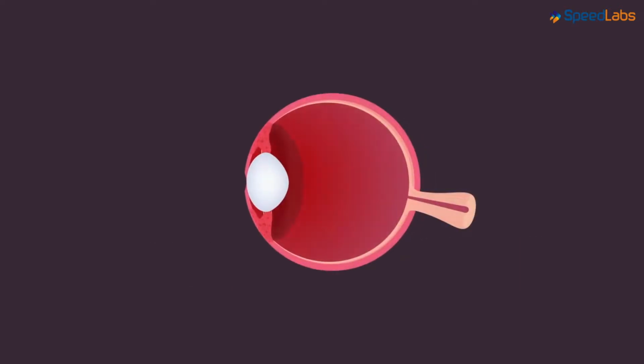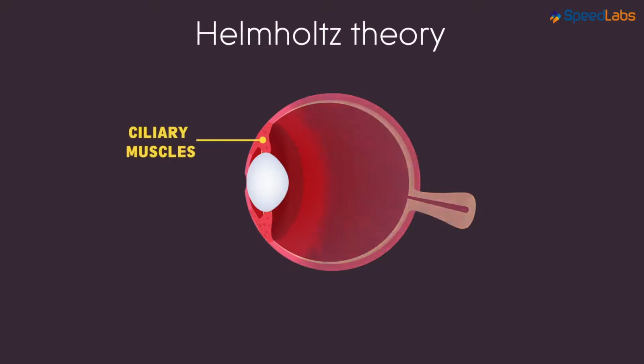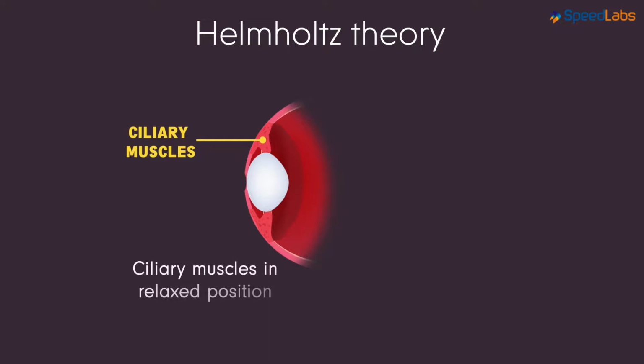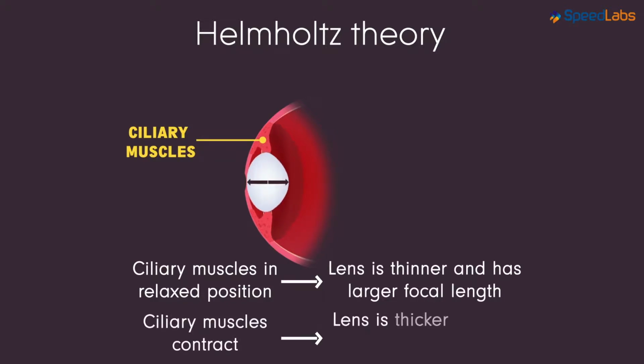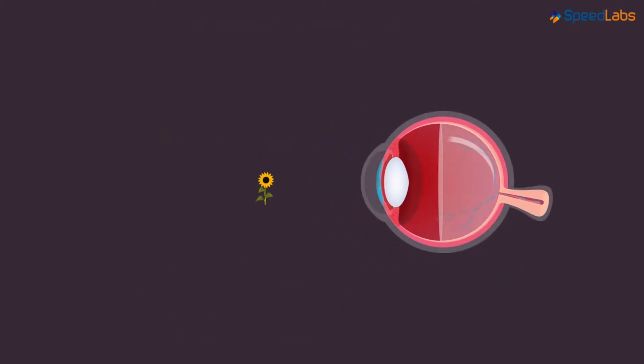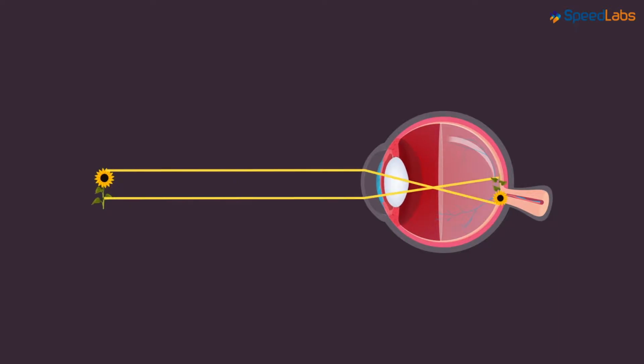But how? This movement of the lens is controlled by muscles called the ciliary muscles. One of the most widely accepted theories says that when the ciliary muscles are in a relaxed position, the lens is thinner and hence it has a larger focal length. And when these muscles contract, thickness increases and hence the focal length decreases. So when the object is nearer, the lens increases its thickness to form its image on the retina. For a faraway object, it becomes thin and the image is again formed on the retina.